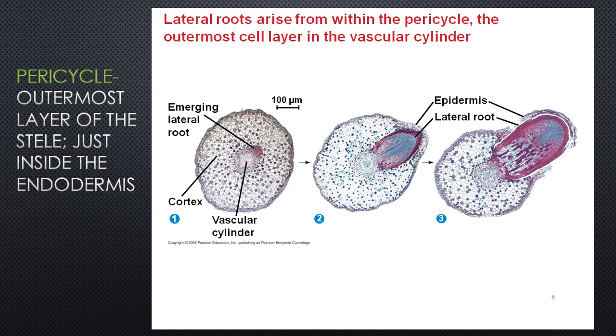So if you look at these images here, here's our epidermis, this is our cortex, we have an endodermis, and the next layer in is our pericycle, and that is where the lateral root is emerging from. This is just a cross section, and it comes further out and goes that way.